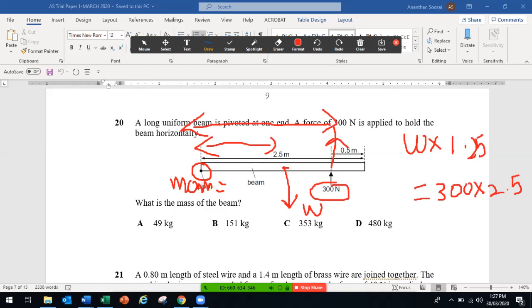Oh yeah, so 2. Wait, is it 0.5? No, 2. Sorry. So you get your weight, then weight changes to mg, so you find the mass. Divide by the gravity, get mass. So you should get 49.